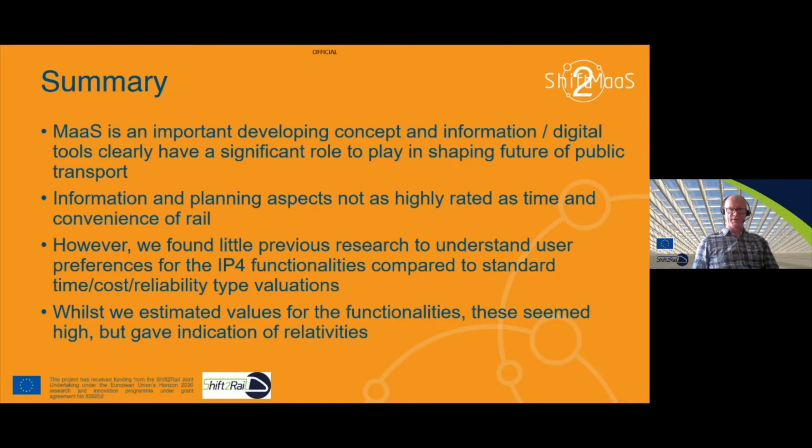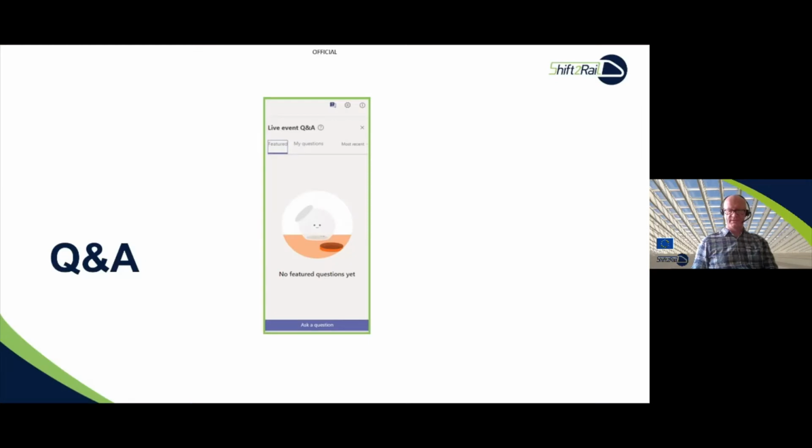We found little previous evidence of people trying to understand and value user preferences for the functionalities, compared to the standard values of time, cost and reliability that we've seen in a lot of studies, because they're more straightforward to convey and measure. Whilst we estimated willingness to pay values for the functionalities, these did seem rather high, but we do think they give an indication of the relative importance that people attach to the different functionalities. Okay, I think that's it.